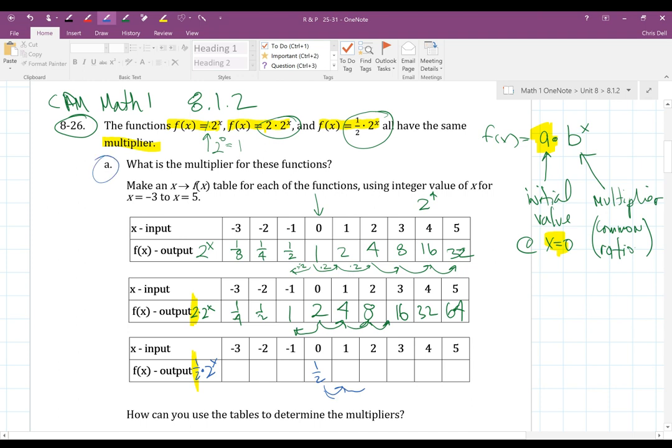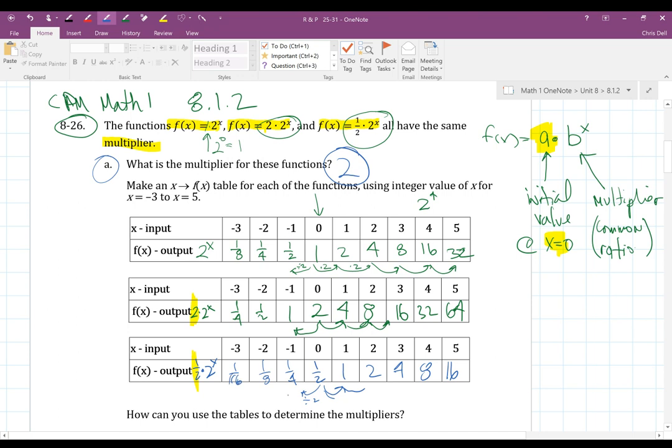And I forgot to answer that question. What is the common multiplier? The answer up here is 2, right? So I'm multiplying by 2 every time. 2 times 1/2 is 1, times 2, times 2, times 2, times 2, right? Doubling. And then going backwards is dividing by 2, so that's going to be 1/4, 1/8, and then 1/16 when you divide by 2 every time.